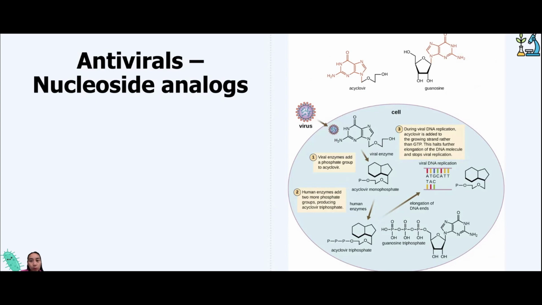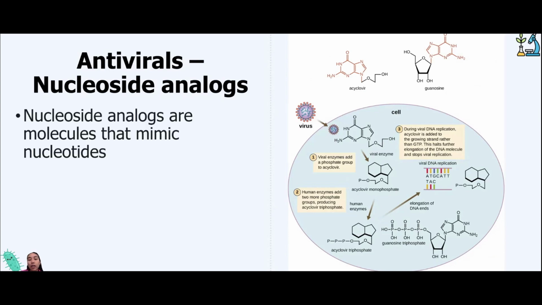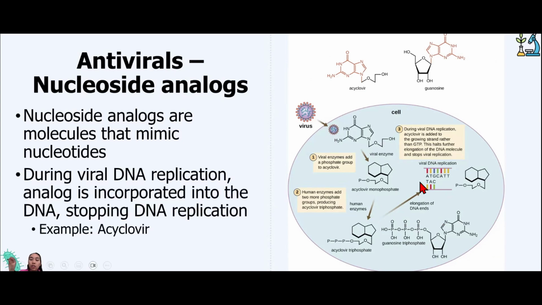All right, and then for the antivirals, we have a few options. One of the more popular ones is called a nucleoside analog. Nucleoside analogs are molecules that mimic the structure of a nucleotide. So they look like a nucleotide, but they aren't. And what happens is when a virus is in a cell trying to replicate itself, right? That's the whole point of a virus, to go into a host cell and make more of itself.